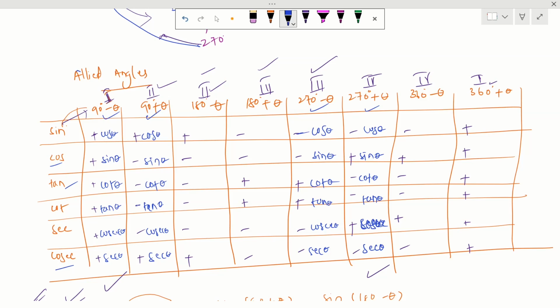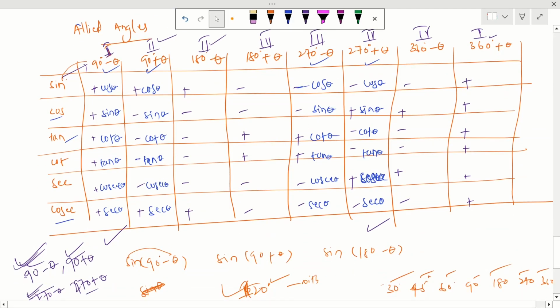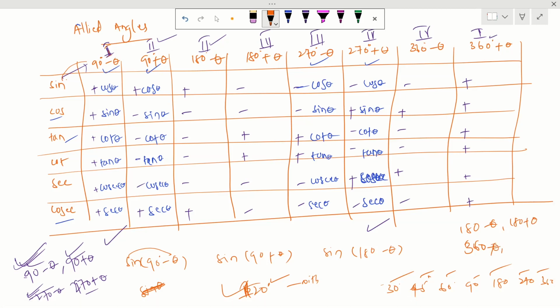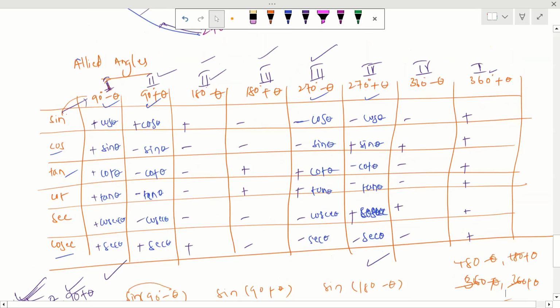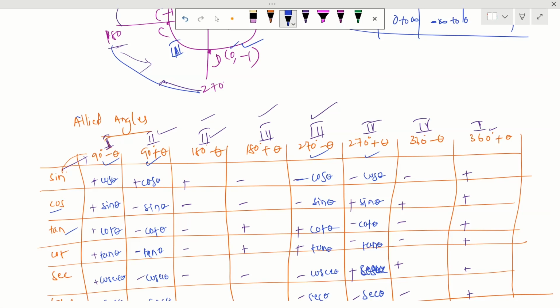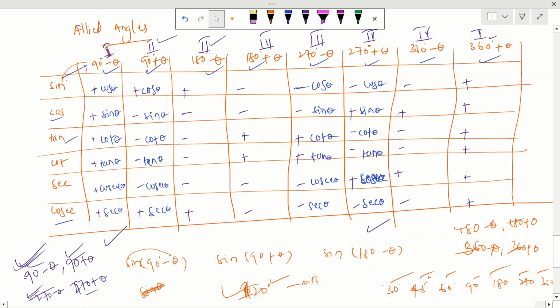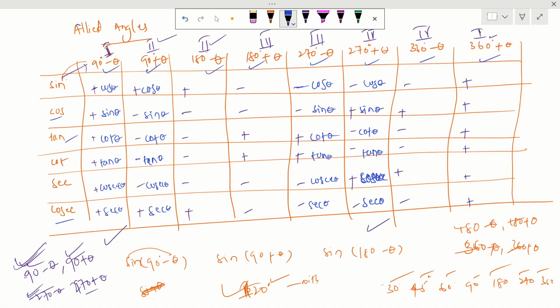Okay, understood. So remaining, in case of 180 and 360 degree, 180 means 180 minus theta and 180 plus theta, and 360 minus theta and 360 plus theta. In the case of 180 and 360, the sign remains the same. Sine is sine only.